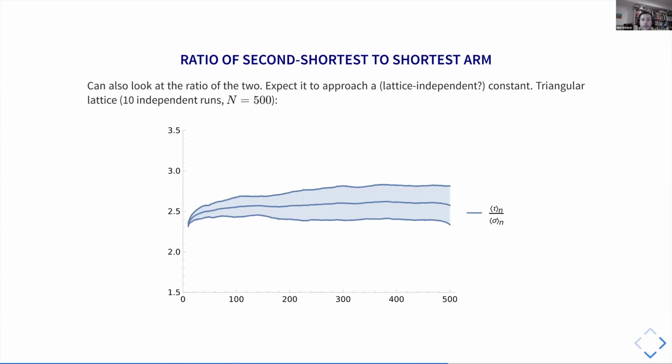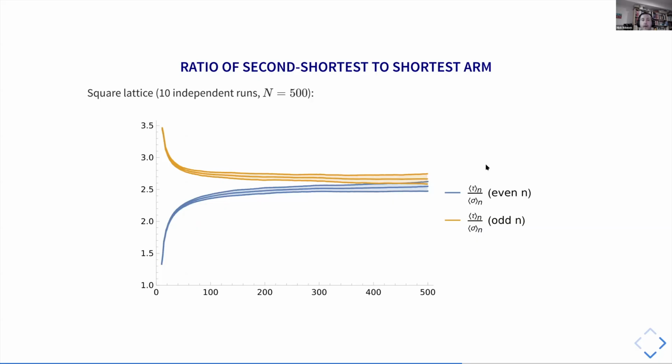What is this? So this is just plotting the ratio of those two quantities. We would expect that to approach a constant. If they have the same exponent, they should approach a constant. And that does seem to be borne out. So that's the triangular lattice, and that's the square lattice. And you might wonder if that ratio is universal. It might actually be the same ratio for all 2-dimensional lattices. And I think that probably is true, although I haven't done a really careful analysis of that.